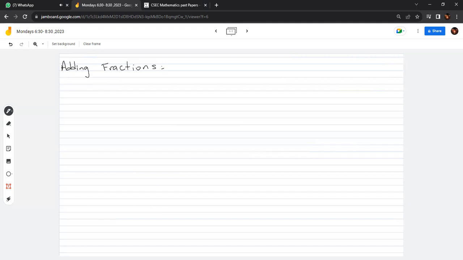you could only add or subtract, remember, if your denominators are the same. So if I have two different denominators, I have to make them the same by finding the LCM. If you have trouble finding the LCM, remember LCM is the lowest common multiple.